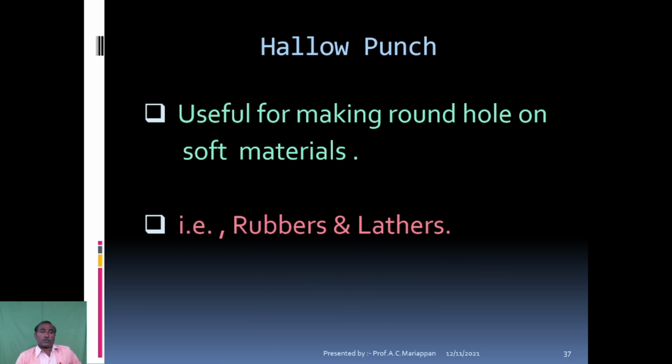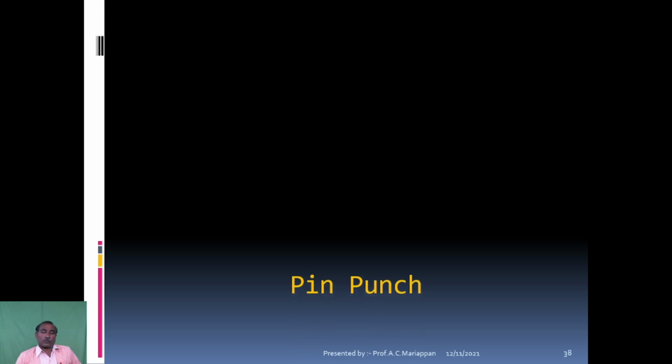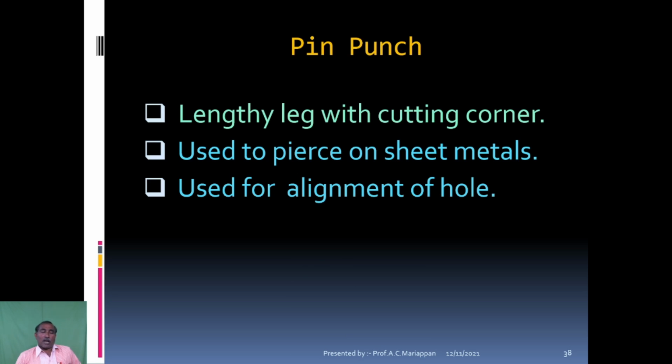And the hollow punch makes a round hole on sheet metal, rubber and leather. The pin punch has a lengthy leg, with cutting corners to make a pass on your sheet metals, or to make a small hole on your sheet metal. It is also helpful for the alignment of holes at two different mating locations.